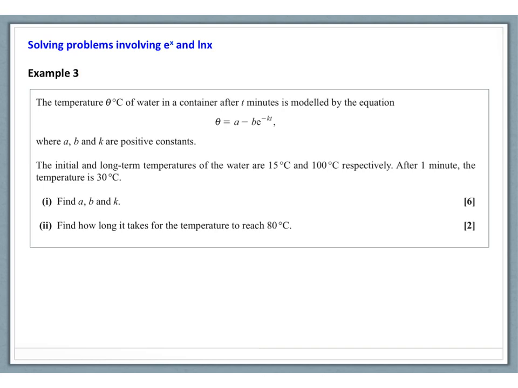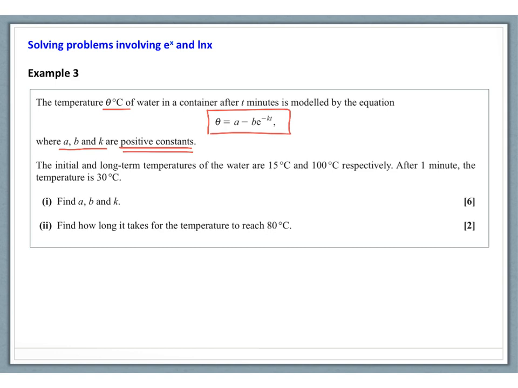Example 3. The temperature, theta, of water in a container is modelled by this equation. And we have three constants, A, B and K, all of which are positive. The initial and the long-term temperatures of the water are 15 degrees C and 100 degrees C respectively.